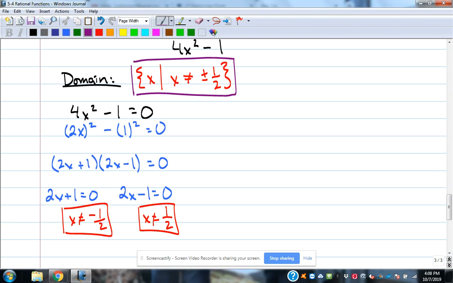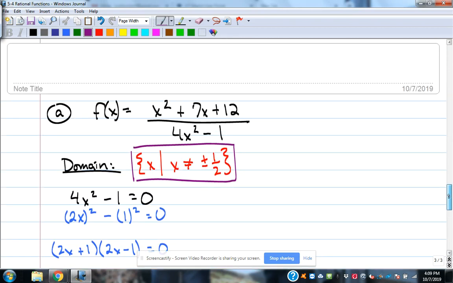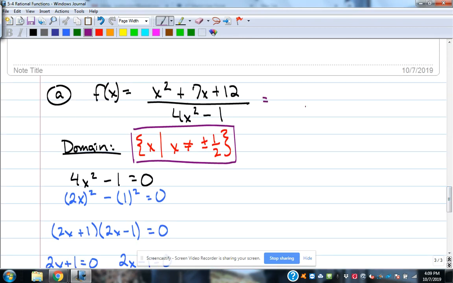Now the next thing we want to do is try to simplify the fraction if at all possible. So to do that, we need to factor both the top and bottom. We've already done the factoring for the bottom when we tried to do the domain. Okay, so that's a shortcut this helps us do. We got 2x plus 1 and 2x minus 1 on the bottom. We need to factor the top to see if we can cancel anything out.